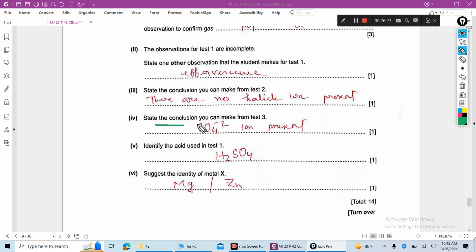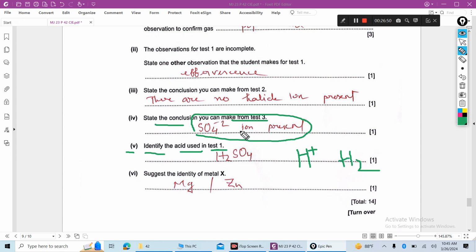State the conclusion you can make from test 3: sulfate ion present. Now identify the acid used in test 1. As you got hydrogen gas produced, it comes from hydrogen ion, and also you get sulfate ion here. So hydrogen ion and sulfate ion combine, so the acid will be sulfuric acid.